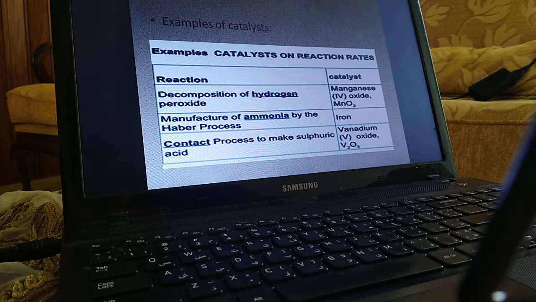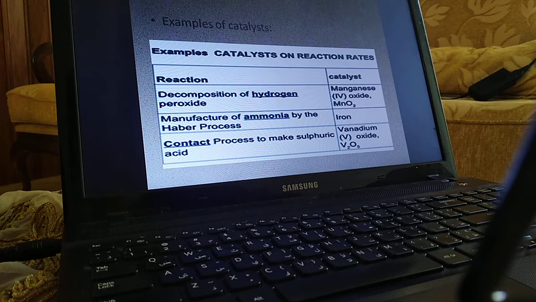Okay, now this table shows us examples of catalysts used usually in industry. You do not need to memorize these examples, they're just to mention. Now this second example that we see here is the reaction of making ammonia. If I make ammonia, NH3, I need to use nitrogen gas plus hydrogen gas. This is called the Haber process, the Haber reaction.